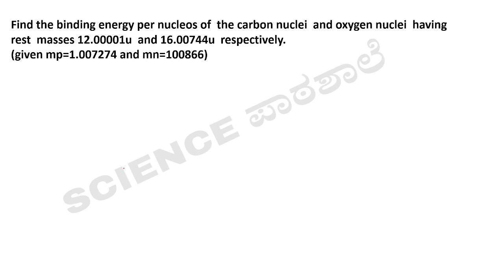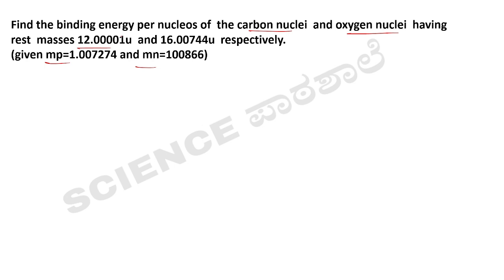Okay, yes. So the next question will be like this: find the binding energy per nucleon of the carbon nuclei and oxygen nuclei having rest mass 12.001 u and 16.00744 respectively. The mass of proton and mass of neutron are given. So we have to calculate the binding energy per nucleon, that is the specific binding energy, for carbon as well as oxygen. To calculate this, we should first calculate the mass defect.